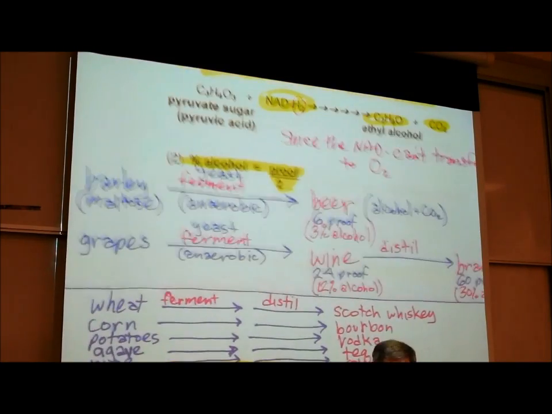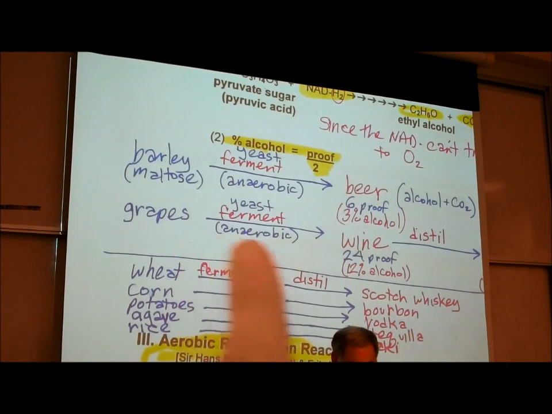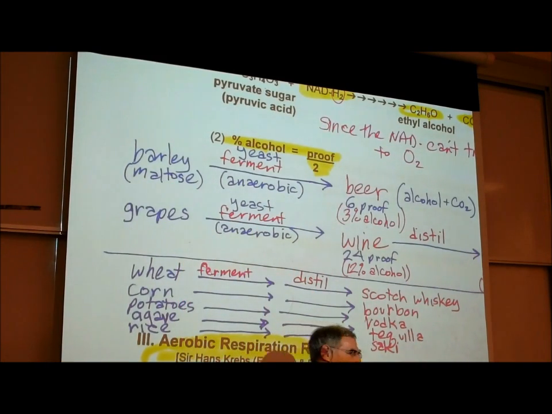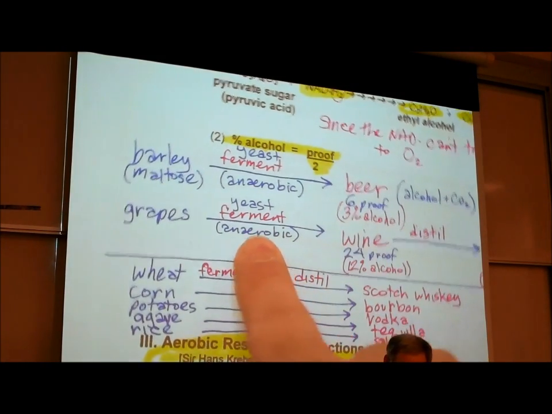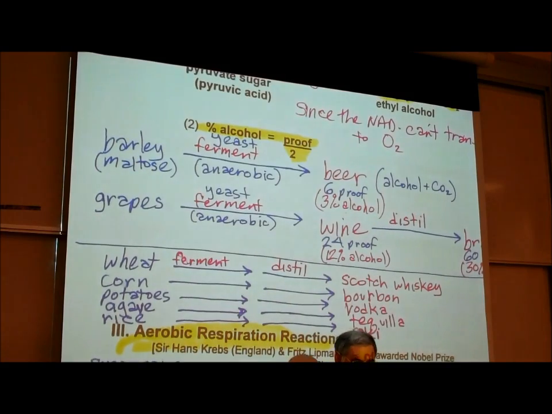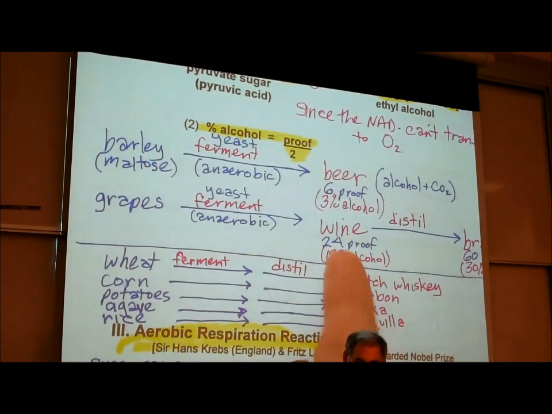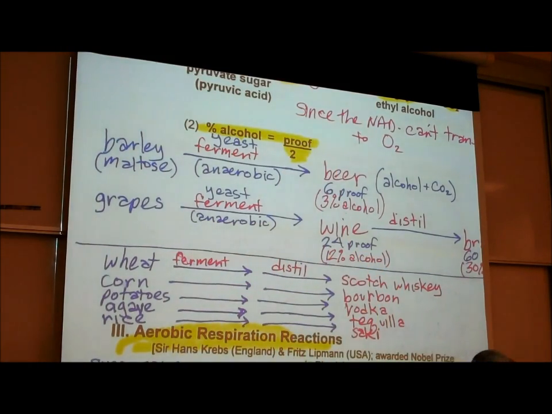Now, grapes. So there's sugars in grapes. So you mash up the grapes. You throw some yeast in with the grape juice. You put it in a big container where there's no oxygen. And in this anaerobic environment, they will turn the sugars into alcohol and CO2, and that's called wine. Now, most wine that's commonly sold is 24 proof. So if you divide 2 into the proof, that's 2 into 24, or 12% alcohol.